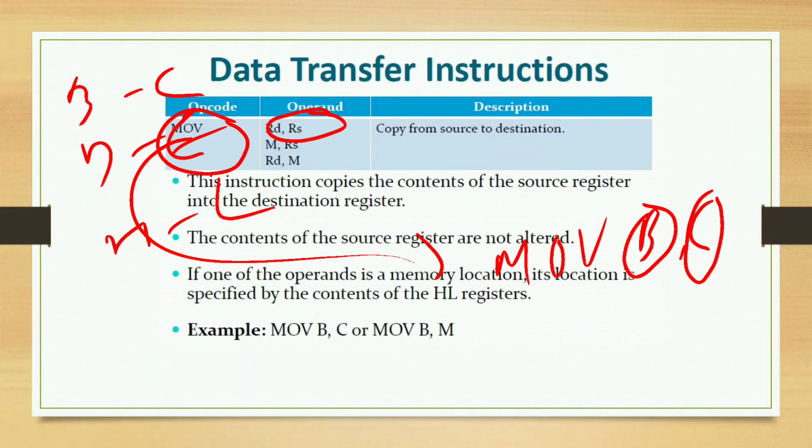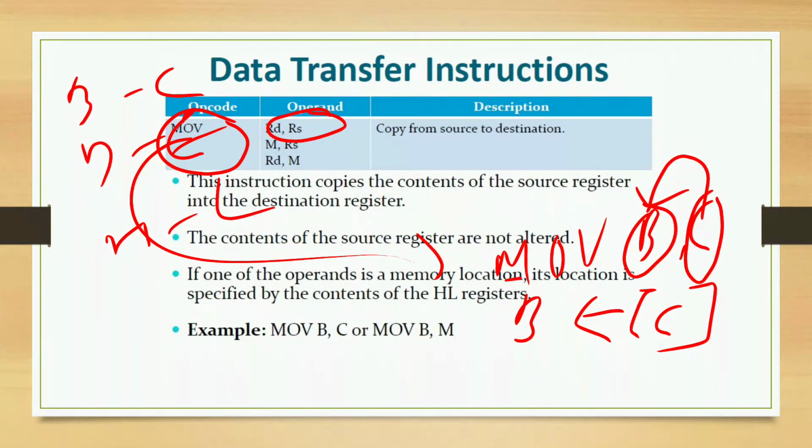MOV B, C. B is the destination register, C is the source register. In MOV B, C, the content of the C register is moved, or transferred, or copied to the B register. The content of C is copied to the B register. This one is MOV RD, RS.